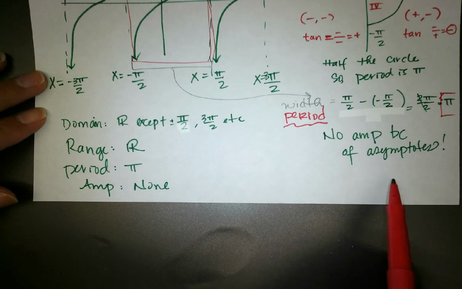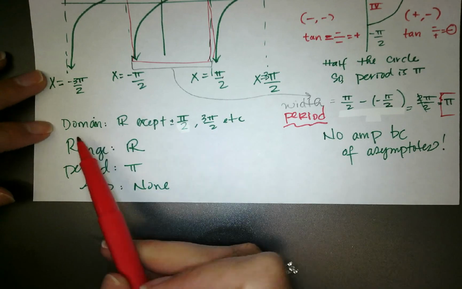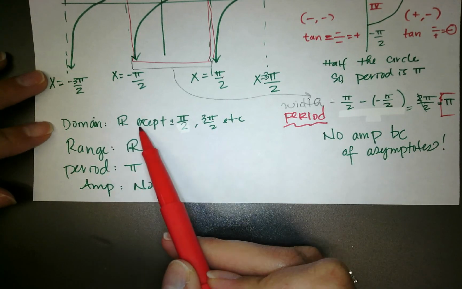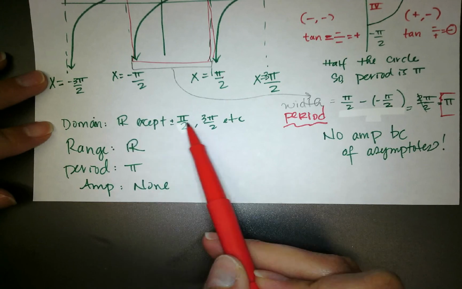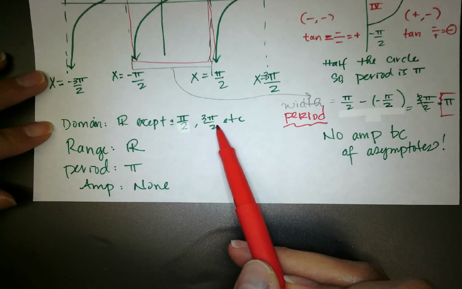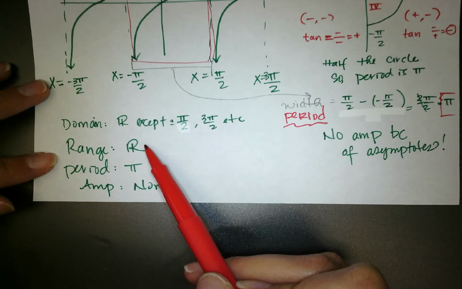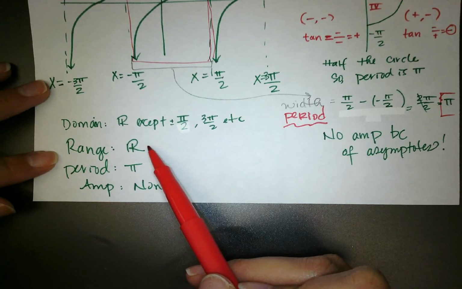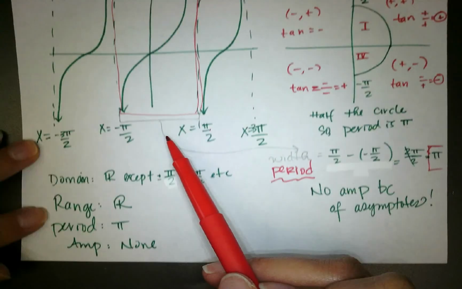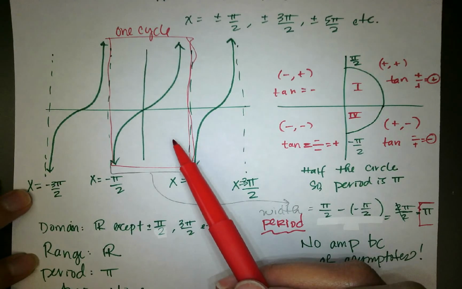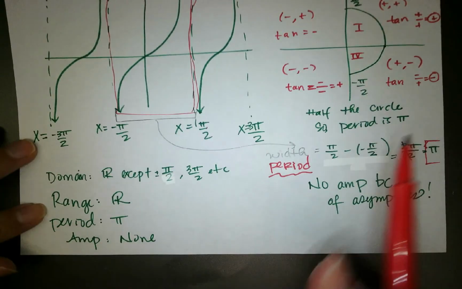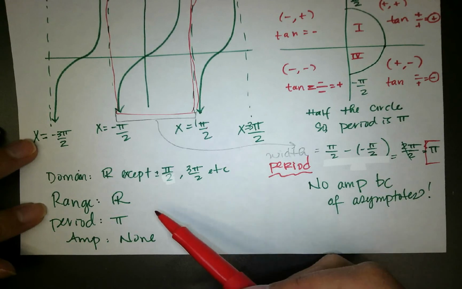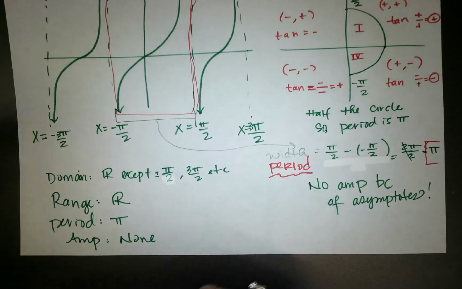And you have no amp because of your asymptotes. So your domain is, you're allowed to plug anything you want into the tangent function except for those pi over 2 guys. The range is all real numbers. There's no amp, there's no highest and lowest point because you have these asymptotes. So the range is all the numbers you can get out. They go, get all of them.